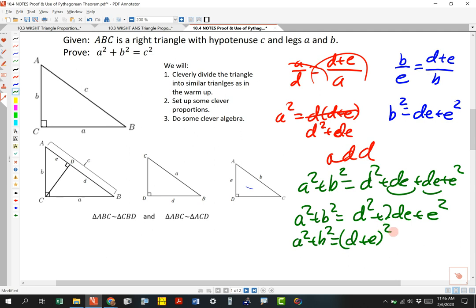And Wilson, what's D plus E? C. We just look over at the diagram. D plus E is that long side C, so that means that A squared plus B squared equals C squared. So we started off with a right triangle, did a clever division, broke it into two similar right triangles, and then just used proportionality to figure out that A squared plus B squared equals C squared. Did you figure that out yourself, Wilson? No.